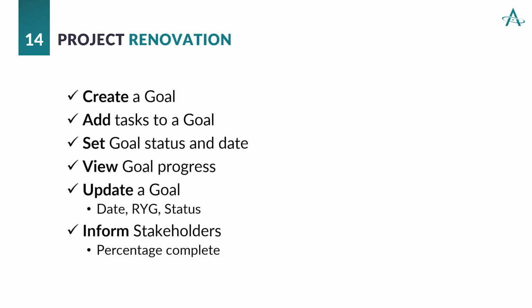As we go into the demo today, I'll look to do these things. We'll create a goal, add tasks to a goal. We're going to set the status update and the date. We're going to view the goal progress so we can look across those many views. Then we'll even update a goal, saying let's update the completion of tasks, change dates, give it a red, yellow, green, and even a priority status change if need be. Again, all this is so that you can inform your stakeholders, whether that's the project team or executives or the sponsor and or all of them. Everyone can see a percentage complete. All right, let's dive into the tool.